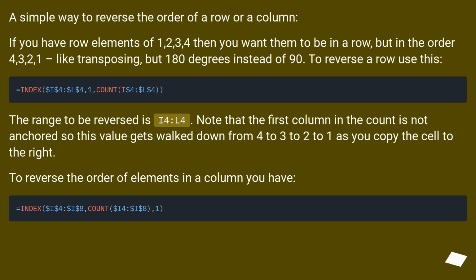A simple way to reverse the order of a row or a column. If you have row elements of 1, 2, 3, 4, then you want them to be in a row, but in the order 4, 3, 2, 1, like transposing, but 180 degrees instead of 90. To reverse a row, use this.